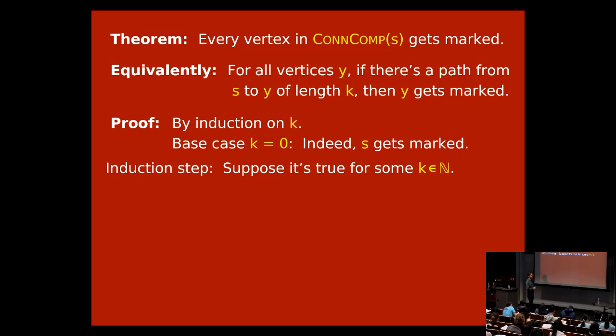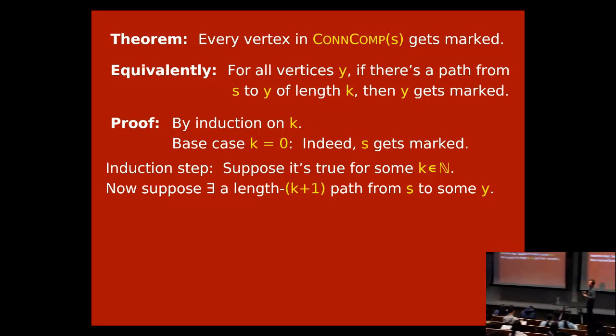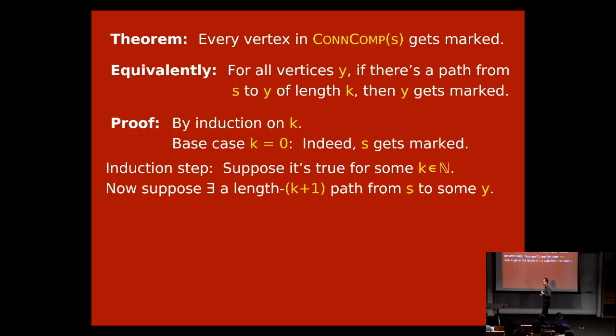OK, now for the induction step. Let's suppose this is true for some particular k. So basically, everything at distance k from S gets marked, we're assuming. And now we want to look at some vertex, not necessarily at distance k plus 1, but for which there exists a path of length k plus 1 from S. So let's say we have some y. There's a path of length k plus 1 from S to y.